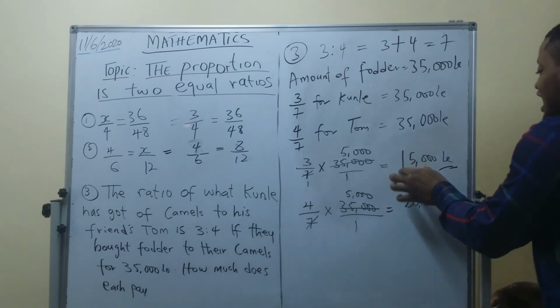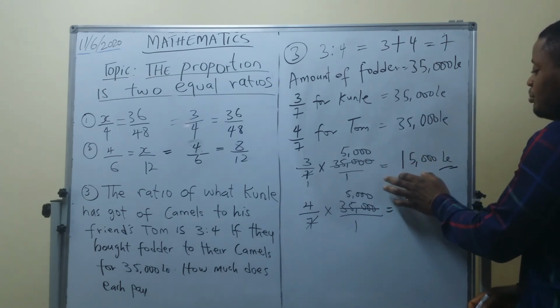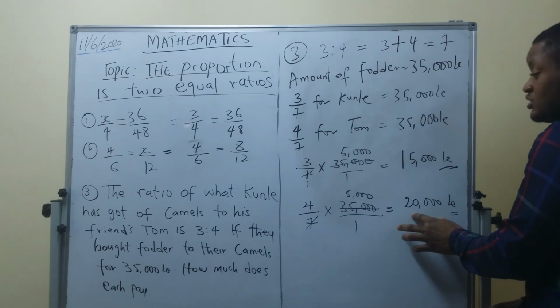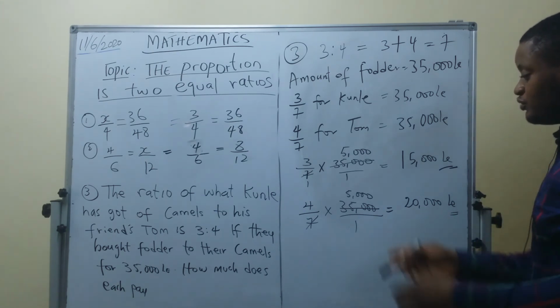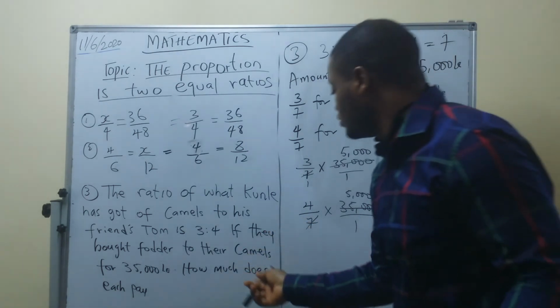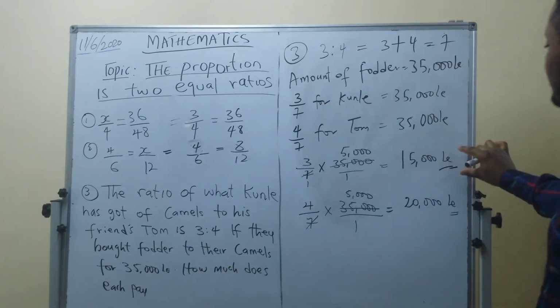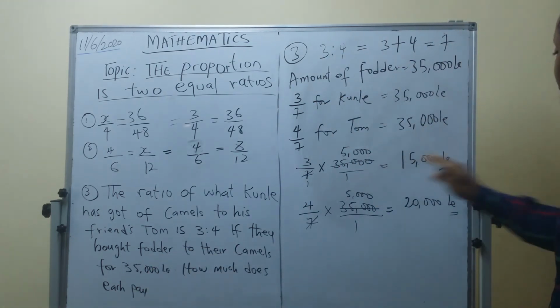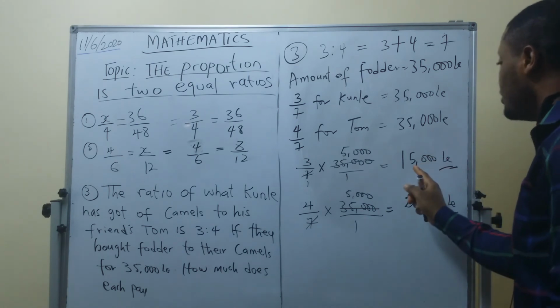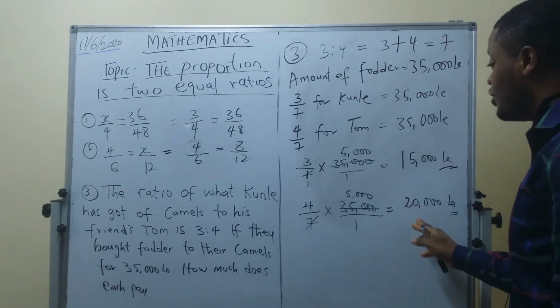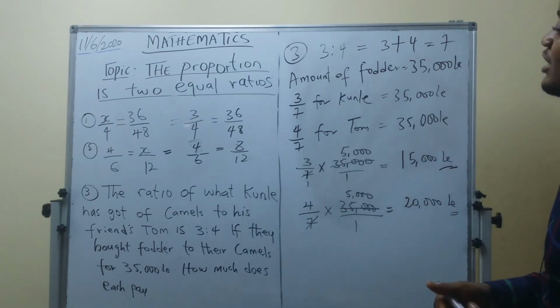So this is the amount that Kunle paid, 15,000. This is the amount that Tom paid, 20,000. So you answer the question: how much does each pay? The examiner will see that you've declared that Kunle paid 15,000 while Tom paid 20,000.